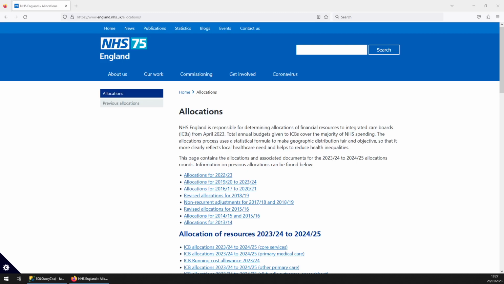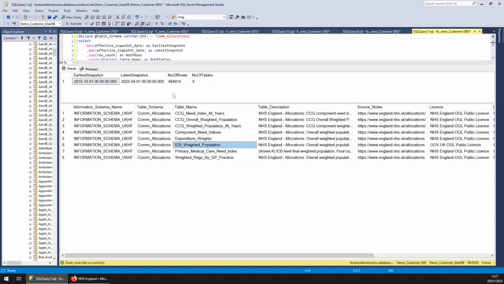This one, we're talking about the allocation of financial resources across the NHS. Very useful documents and very useful data. So let's dive straight in. We've got data going back to 2015, 465,000 rows, so a fair amount of detail.